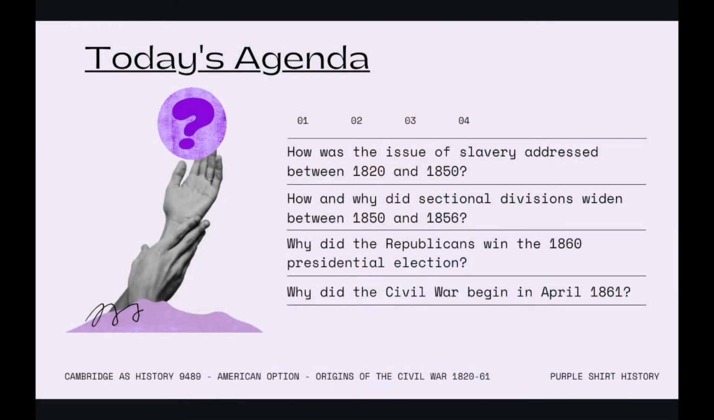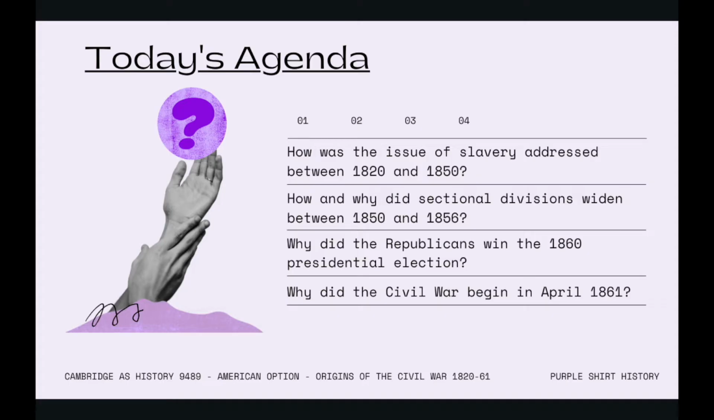So here's today's agenda. First thing, how was the issue of slavery addressed between 1820 and 1850? The slavery issue was always a problem in the formation of America, going back to the Constitution. So between 1820 and 1850, things really took a turn for the worst in terms of the relations between the states and how they dealt with slavery. So we're going to see some attempted compromises, which will all fall apart. And this is also going hand in hand with westward expansion.